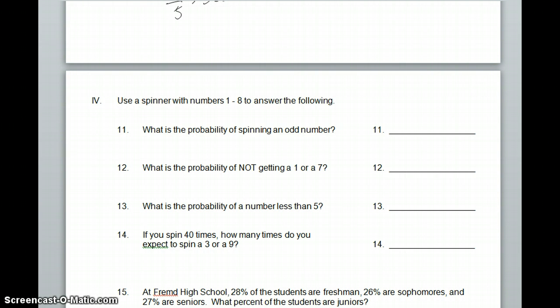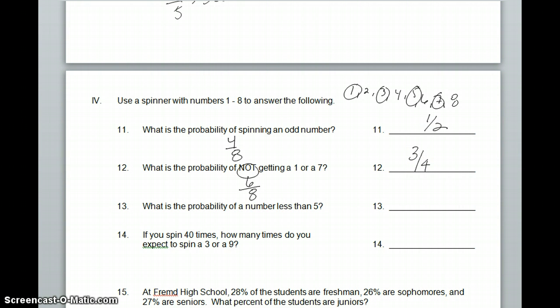All right, let's take a look. So what is the probability of getting an odd number? Well, for numbers 1 through 8, we have 1, 2, 3, 4, 5, 6, 7, 8. So the probability of getting an odd number, we have 1, 2, 3, 4. So 4 over 8, reduce that, you get 1/2. What is the probability of not getting a 1 or a 7? So that means any other number besides 1 and 7. Well, that's going to be 6 total successes out of 8 total outcomes. So the probability is 3/4.